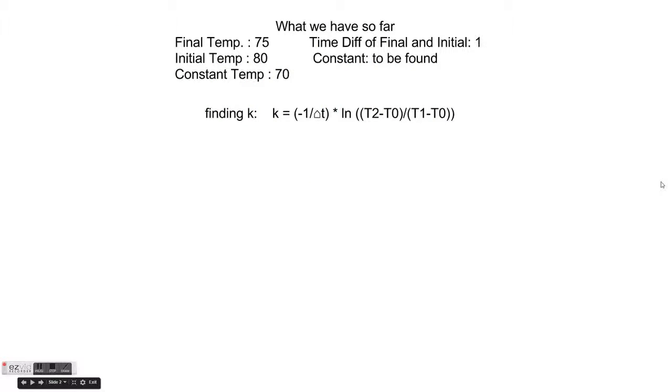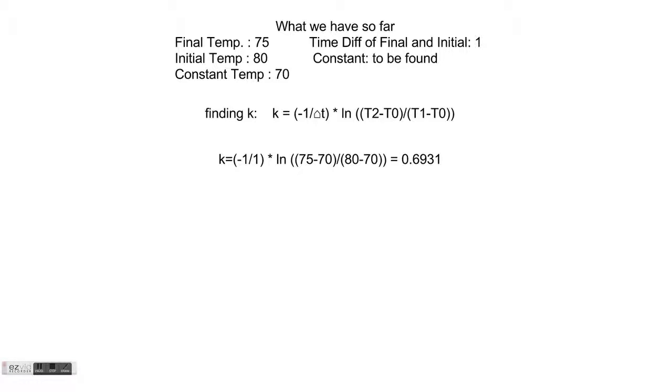So to find the constant, this is also still what we have so far. What you do is you take k and you take -1 divided by the change in time times the natural log of T2 being the final temperature minus the constant divided by the initial temperature minus the constant as well. And so plugged in looks like this: -1 divided by 1, times the natural log of 75 minus 70 divided by 80 minus 70, and that will come out to 0.6931.